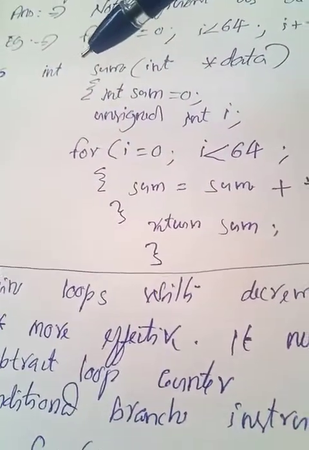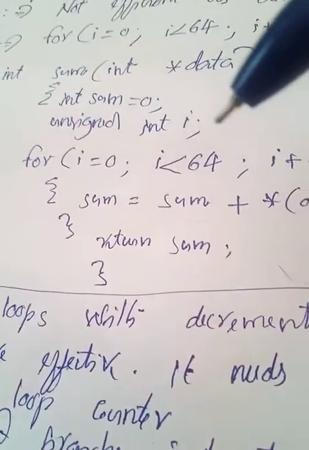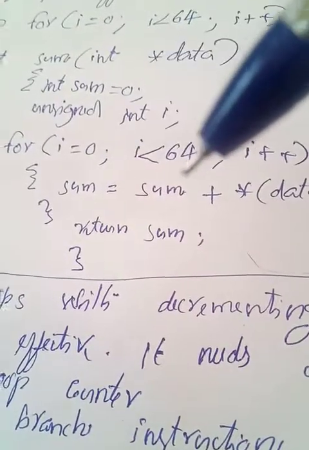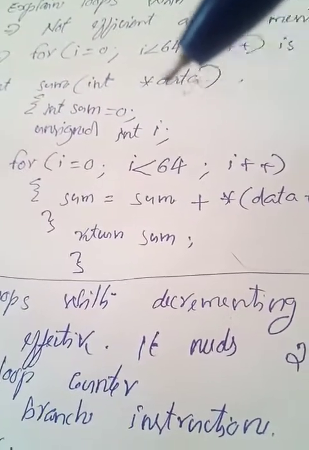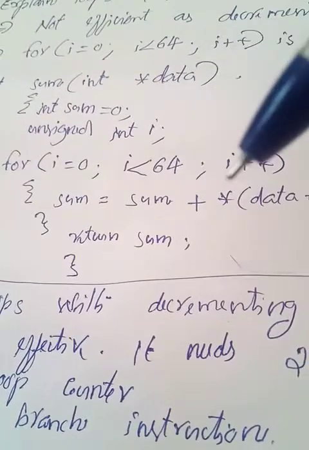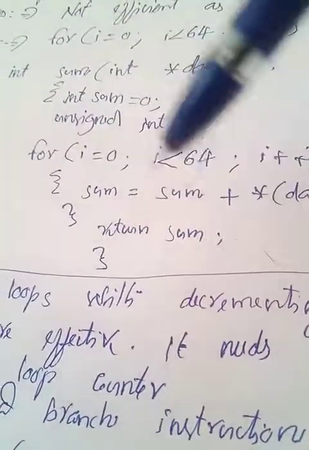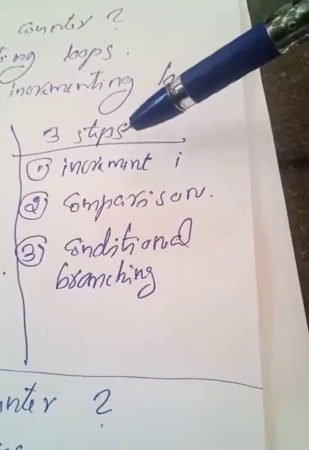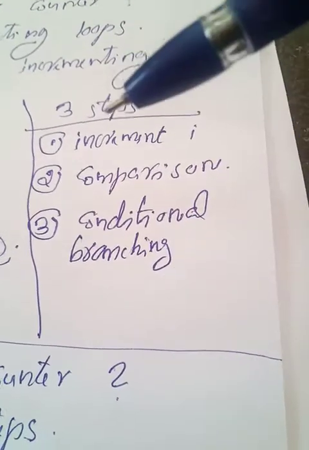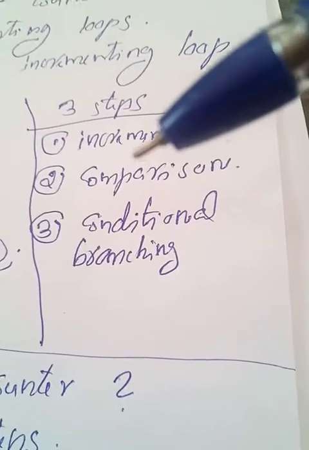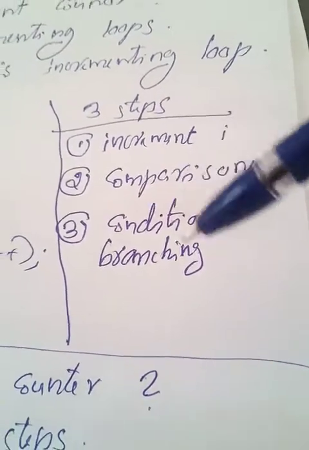As an example, a function int sum, int star data, int sum equals 0, and signed, you can see for i equal to 0, i less than 64, i plus plus. You can see sum equal to sum plus star data plus plus. Star means we are passing the value as a pointer, so we need to take it as star data plus plus, then return sum. So you can see an incrementing loop. An incrementing loop requires 3 steps. First you need to increment i, then comparison, then conditional branching. These are the 3 steps required in an incrementing loop.